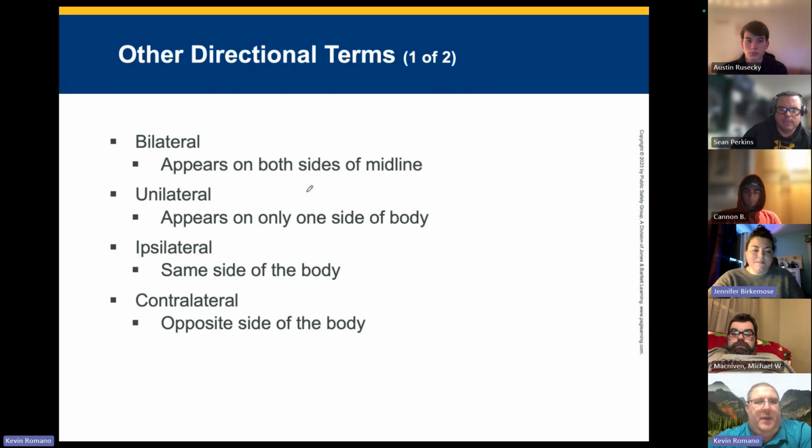All right. So bilateral appears on both sides of the midline. This will be important as we start looking at abdominal things as well. Examples would be eyes, ears, hands, feet. Unilateral structures appear only on one side of the body, like the spleen on the left side of the body, or the liver on the right. So ipsilateral is the same side of the body, and contralateral is the opposite side of the body.